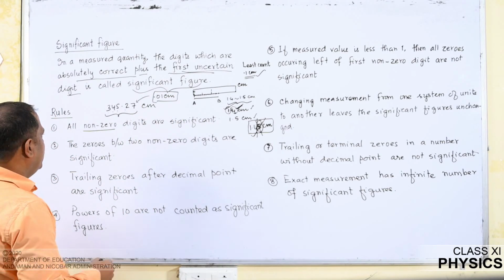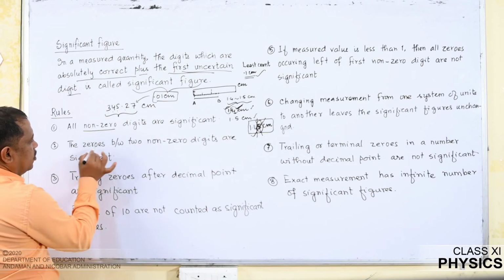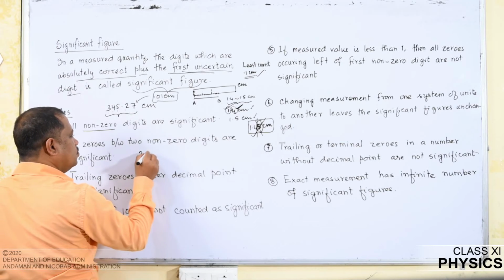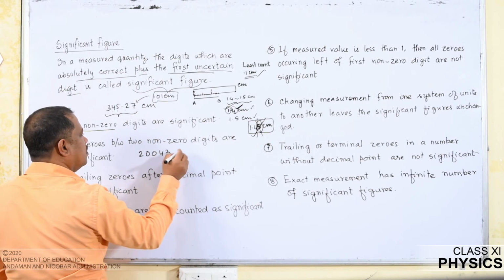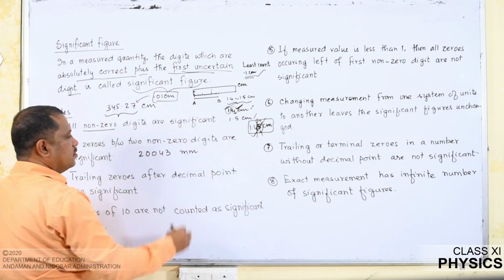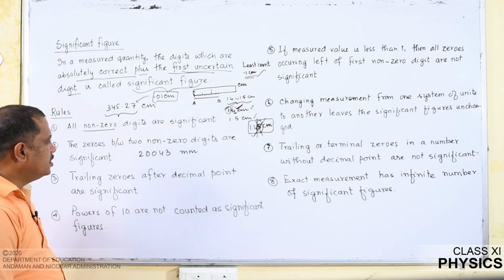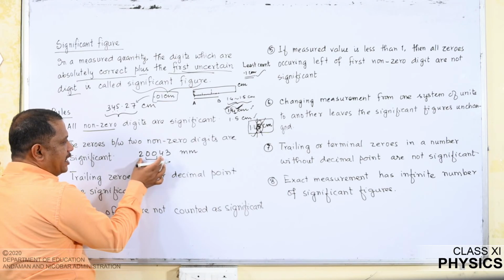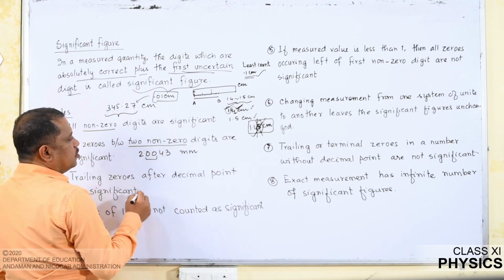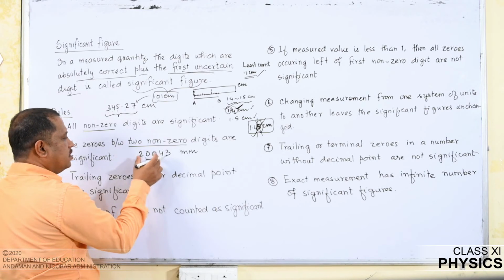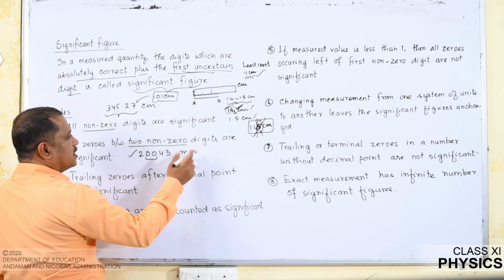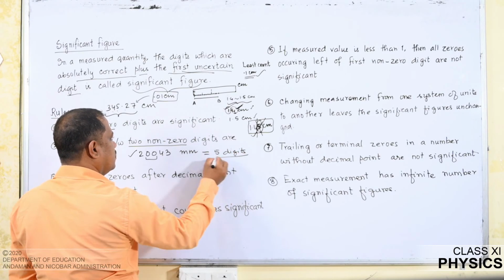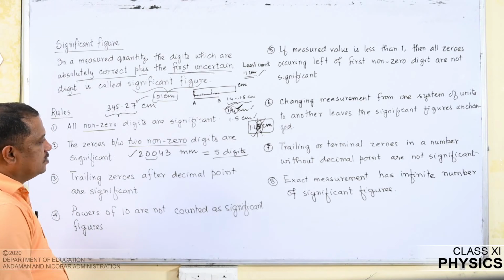Then the second rule says that the zeros between two non-zero digits are significant. Let me suppose 20043 millimeter. So, this is my measurement. When I do this measurement, I have zeros, but these zeros are lying in between two non-zero digits. So, when you have zeros between two non-zero digits, they are also significant. So, in this case, I have 5 significant figures.